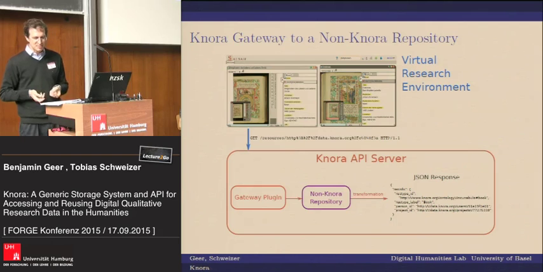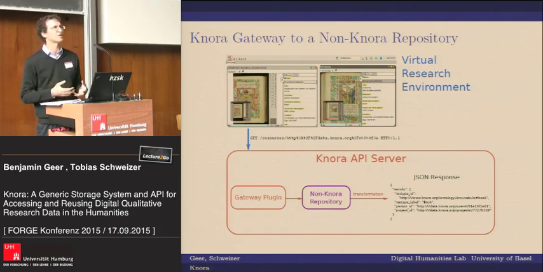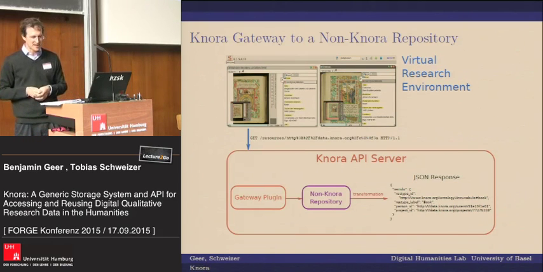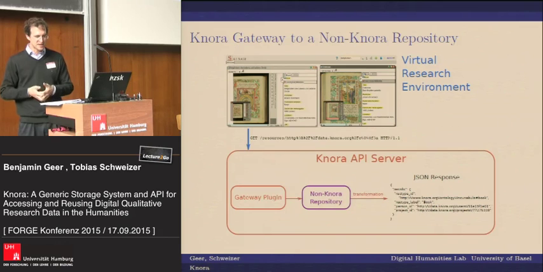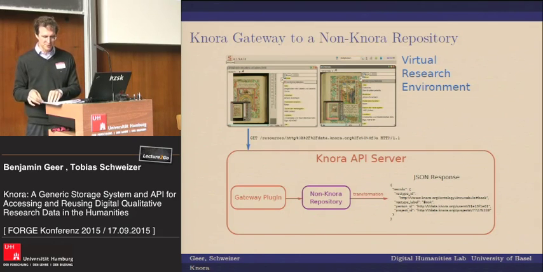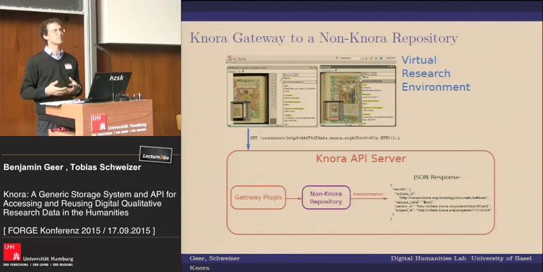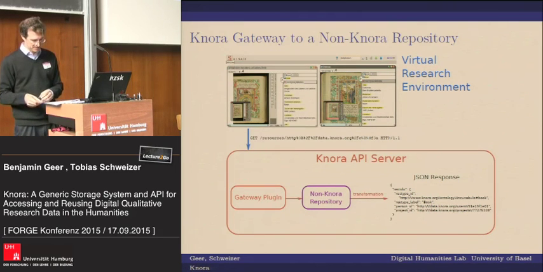It's also possible to implement the Knora API as a gateway to other types of repositories, including non-RDF repositories. And we've already done such gateways for two repositories. ECODIS is a virtual library of modern manuscripts of Switzerland, and eLib, a repository of materials such as manuscripts and rare books in Swiss libraries. And both of these repositories consist of images with metadata.